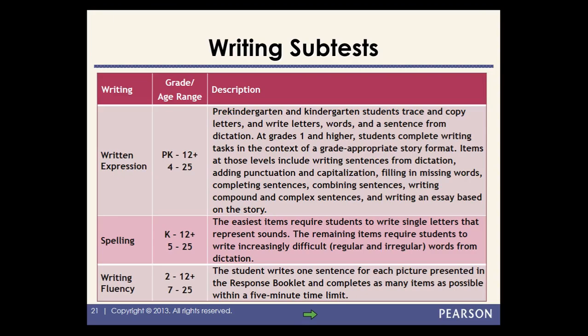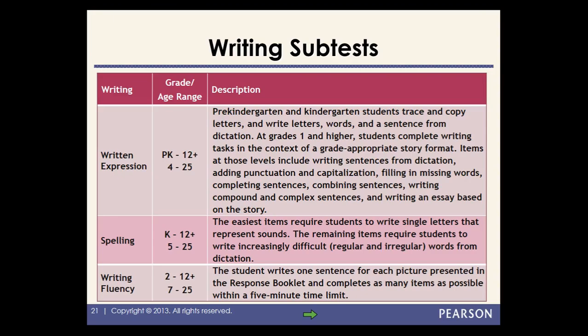Now, in terms of written language, we have 3 subtests: written expression, spelling, and writing fluency. And of course, we are able to look at written expression in young kids, and that is going to be developmentally appropriate. Of course, we're only looking at specific skills in very young kids. But for pre-K and kindergarten, they're just going to be tracing and copying letters. They're going to be writing letters and words, and a sentence, of course, from dictation.